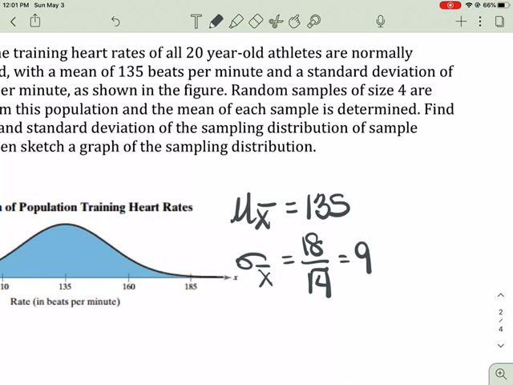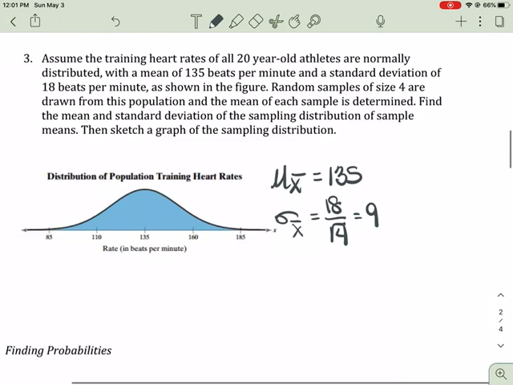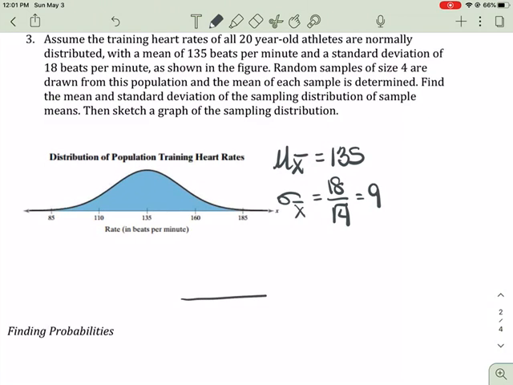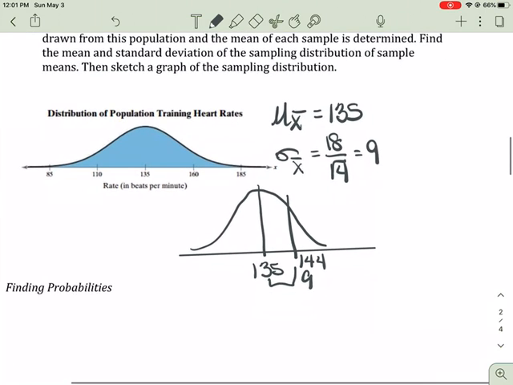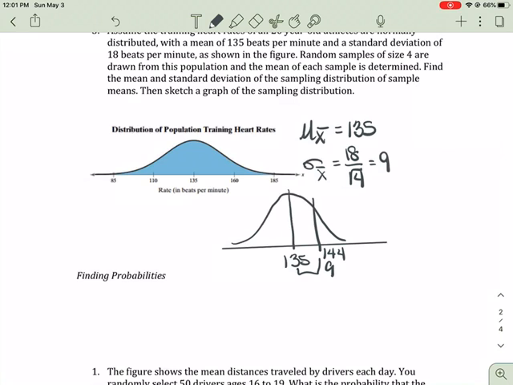Okay, so 18 over 2, which is 9. It's definitely smaller than what the normal distribution looks like to begin with. So here we have 135. Here is a distance of 9. So this would be 144. Notice that the height of our graph is thinner. It's getting more pointy. All right, so that's how we're going to look at finding mean and standard deviation.